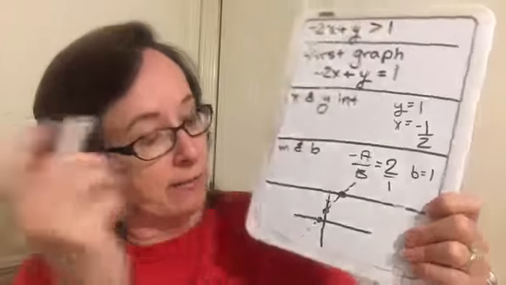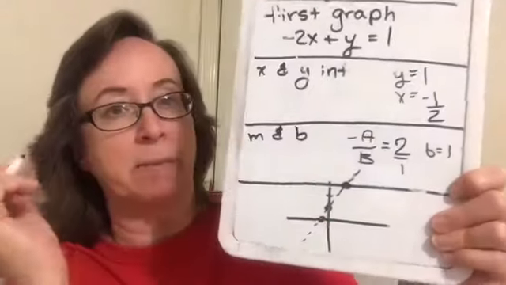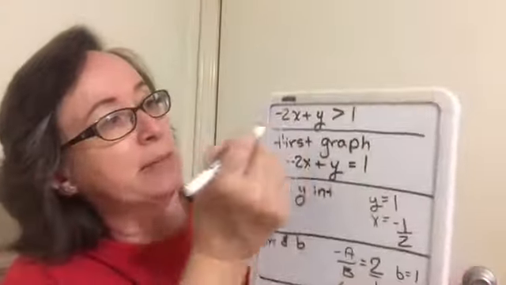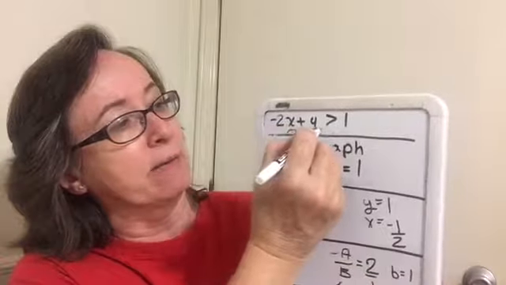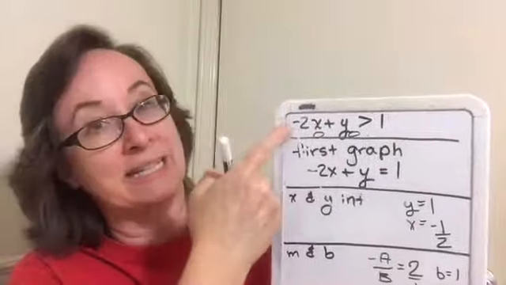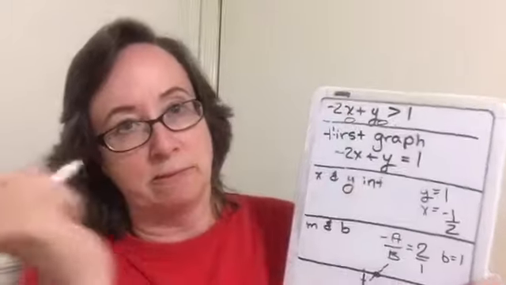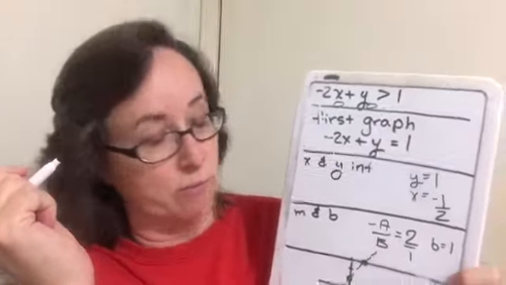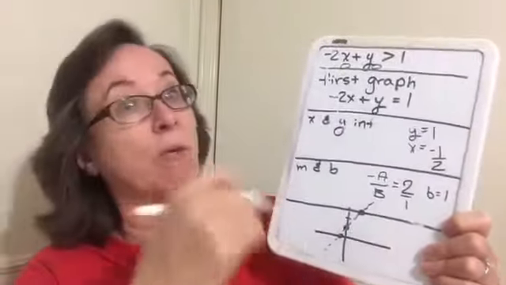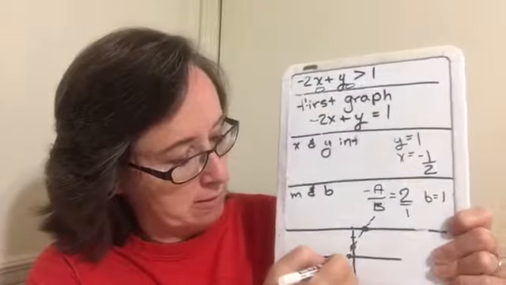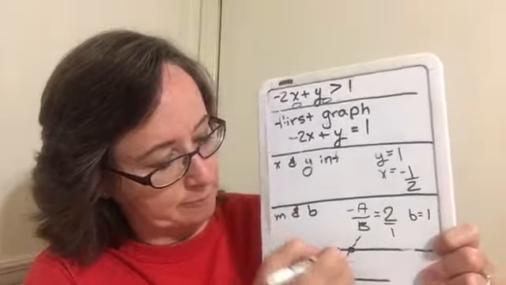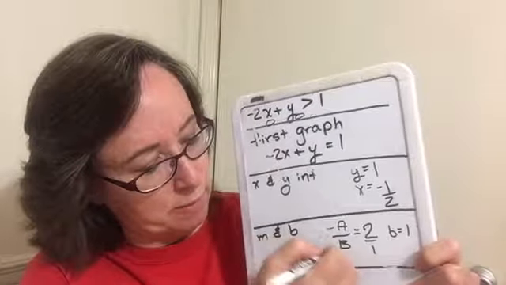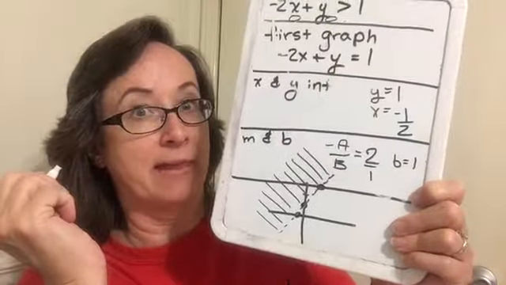0, 0 is not on the line, so 0, 0 is going to be my little test point. If I plug in a 0 and a 0, I get 0 on the left is greater than 1, but we know 0 is not greater than 1. So we will shade away from 0, 0. So our shading will be above the line.